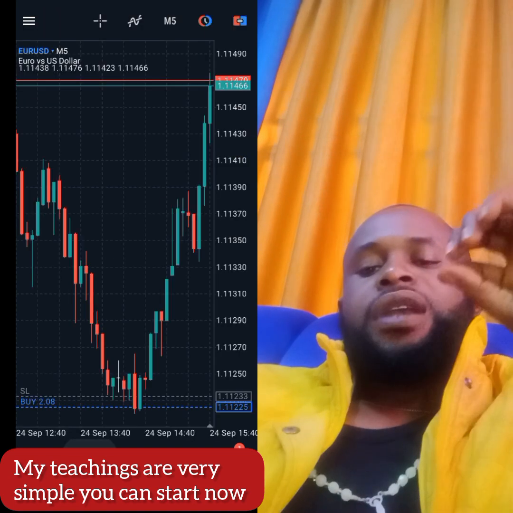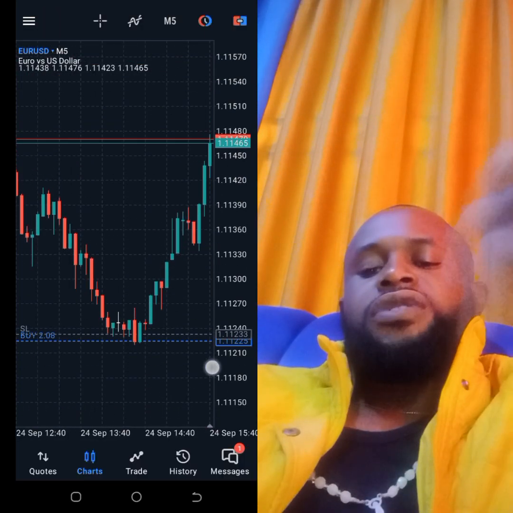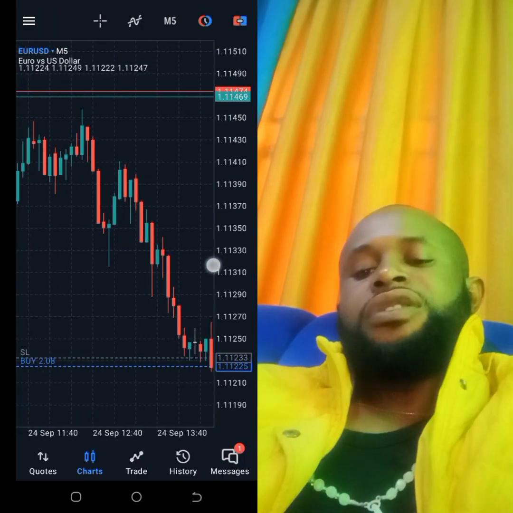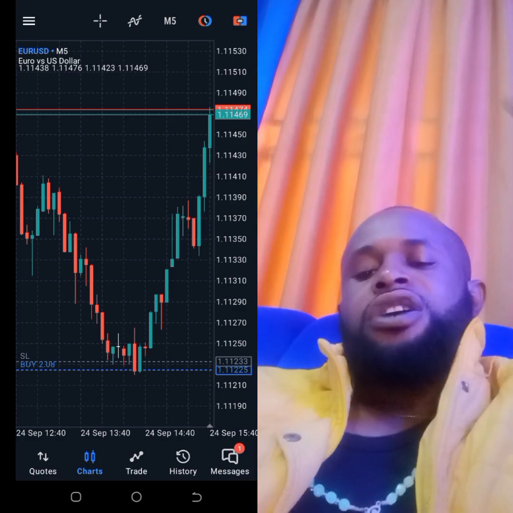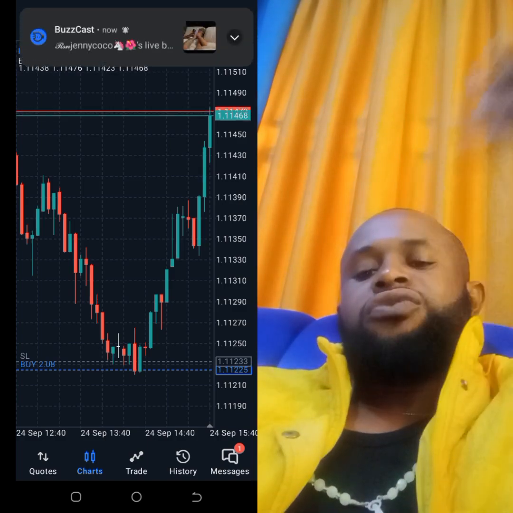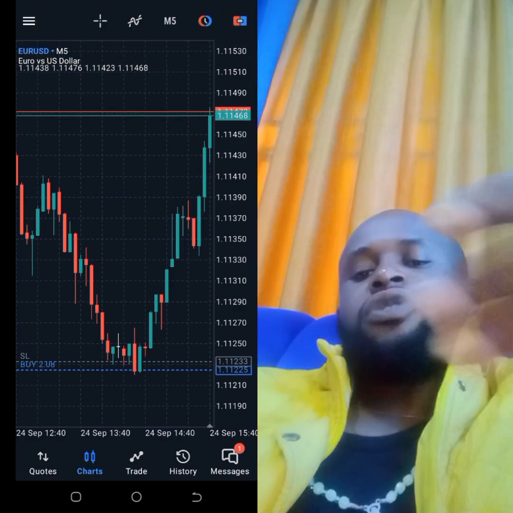This is the trade I placed at the moment. You can see how it goes using the same strategy that anybody, even a beginner, can start with. This is a simple strategy. You can start with it. You know when the market should reverse, you know when it's going to reverse, you know when to place the trade.